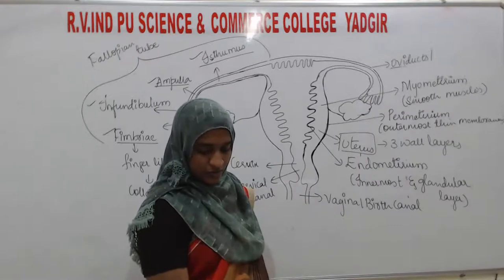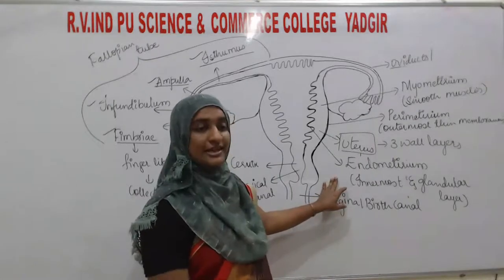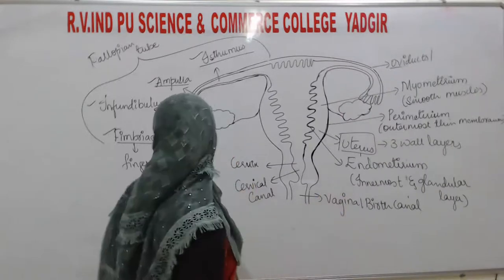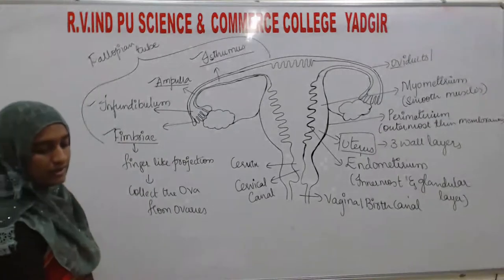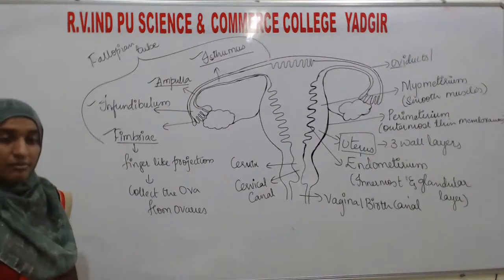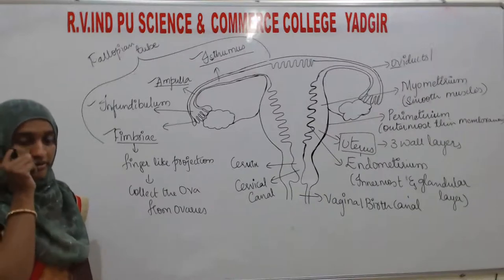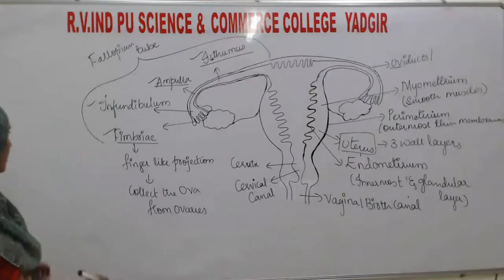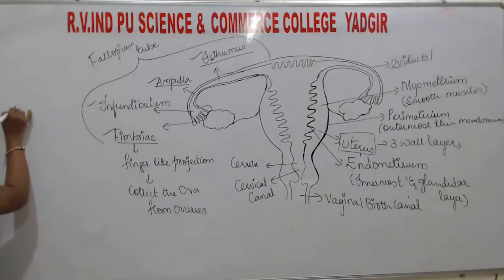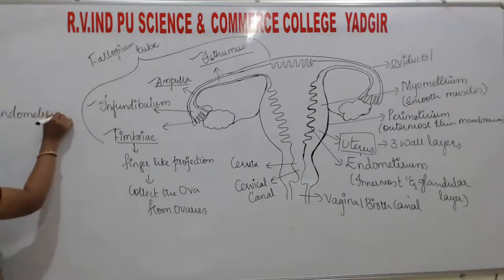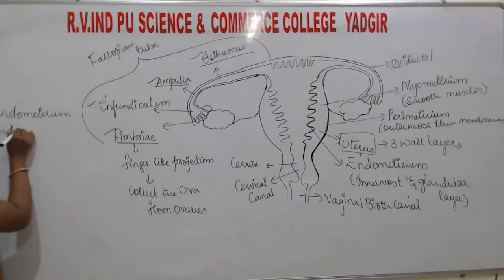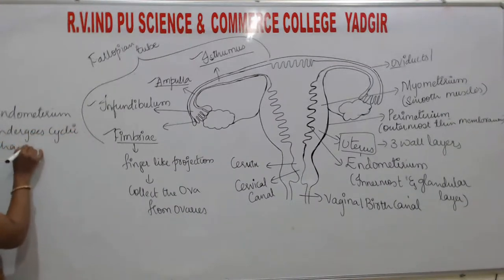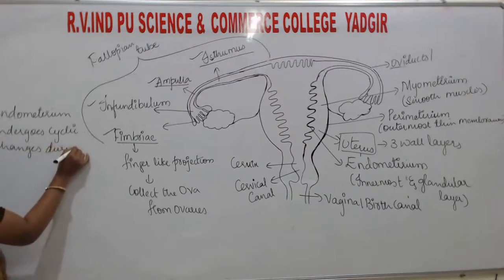See here, the endometrium undergoes cyclic changes during the menstrual cycle. Here I write about the endometrium, myometrium, and perimetrium. What is the role of the endometrium? What is the role of the myometrium? The endometrium undergoes cyclic changes during the menstrual cycle.